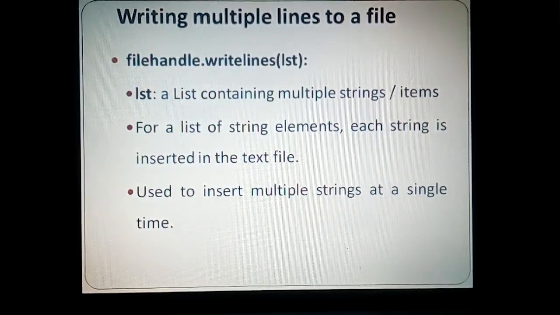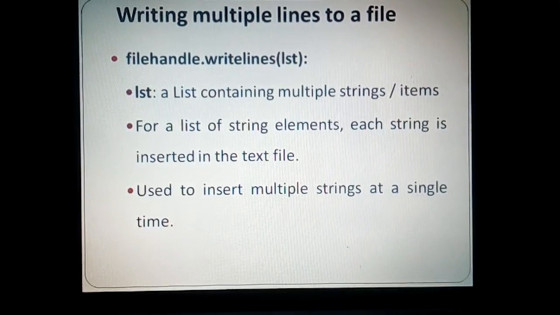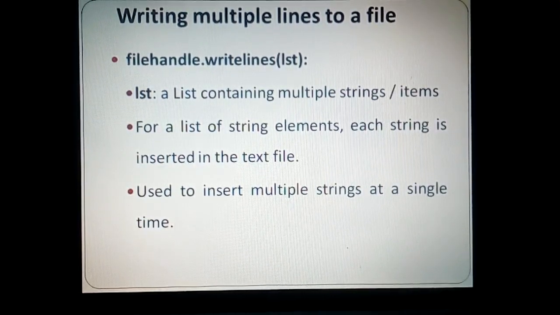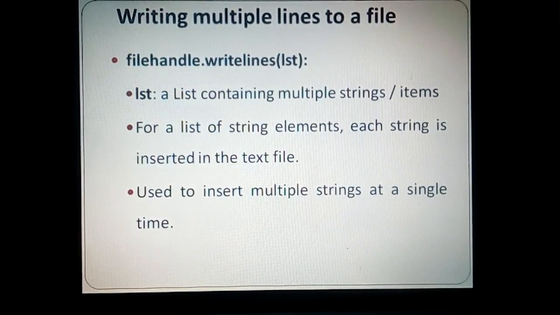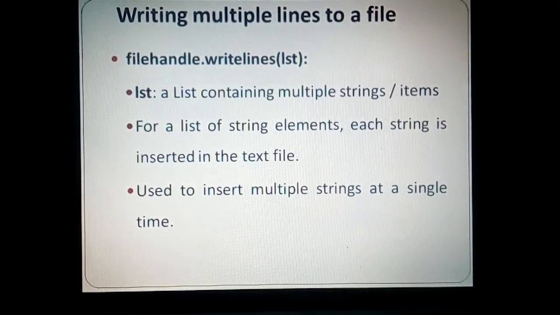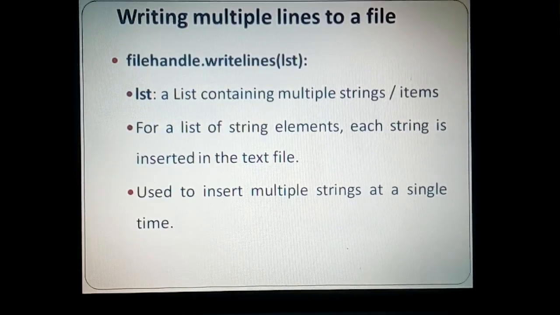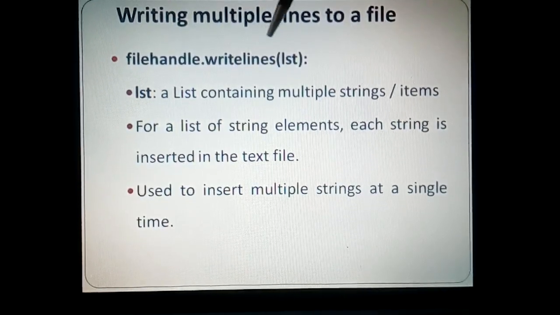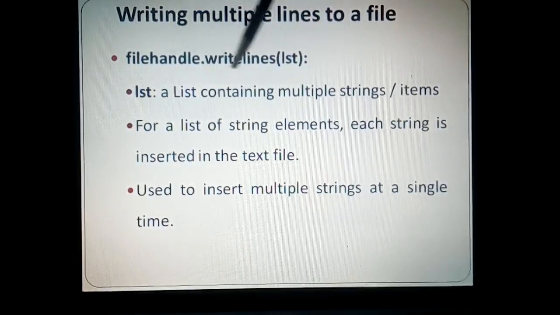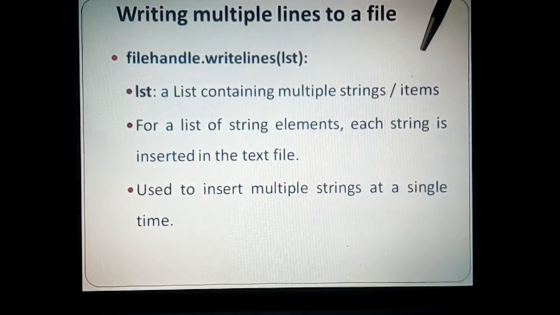And you know that whenever you have more than one item, this is a data structure which is a list. So we can treat this as a list, that is, we can add it to the list, and you can add this list to the file. So this is what is shown in the slide here, that is file handle.writelines(lst). So lst happens to be the list which contains the multiple strings, or it could be the items.